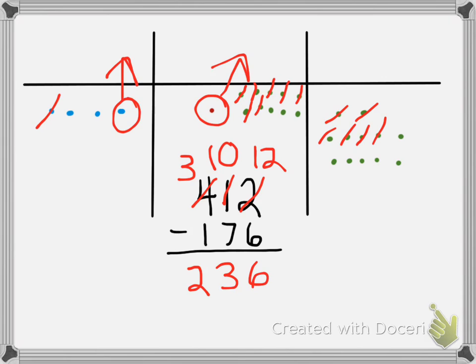So the most important thing to remember is that if you don't have enough in one particular place to subtract as many as you're supposed to subtract, you can just exchange. Always remember to record your work like I did up here so you can do everything step by step and you don't lose track of any numbers as you're moving along.